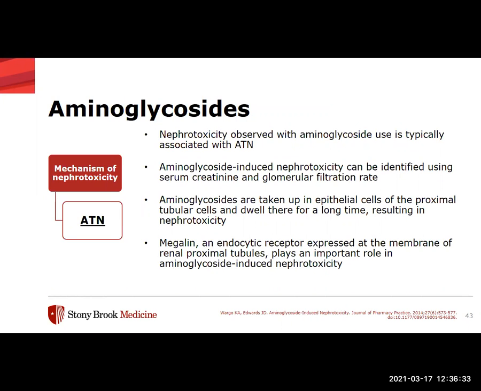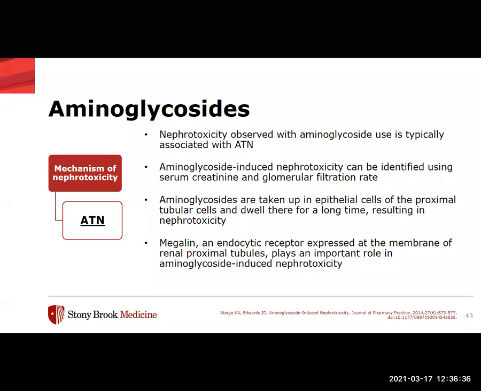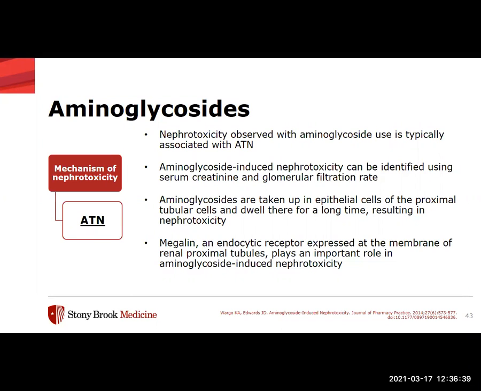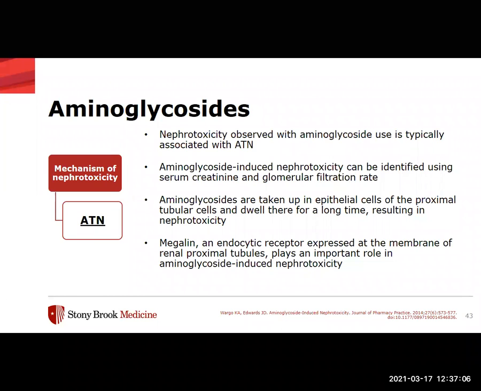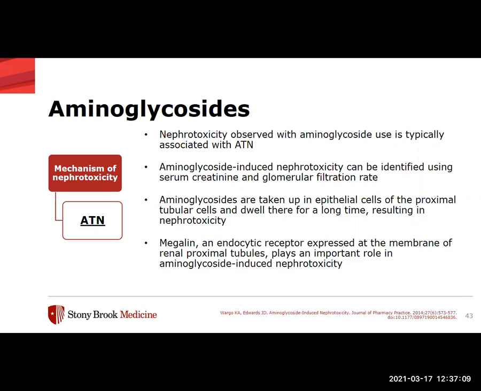Acute tubular necrosis associated with the aminoglycosides occurs in 10 to 20% of therapeutic courses. Additionally, 10% of the administered aminoglycoside dose is accumulated in the kidney. So aminoglycoside-induced nephrotoxicity is characterized by slow rises in the serum creatinine while there are marked decreases in the glomerular filtration rate. Acidic phospholipids are binding sites for the aminoglycosides in the brush border of the membrane of proximal tubular cells. So the aminoglycosides are taken up into the epithelial cells of the renal proximal tubules, and they stay there for a long time, causing this nephrotoxicity.